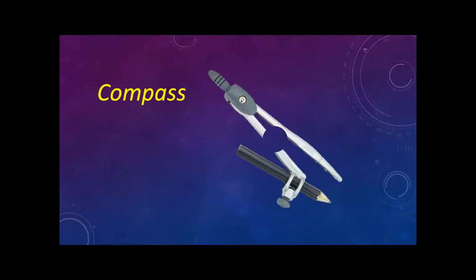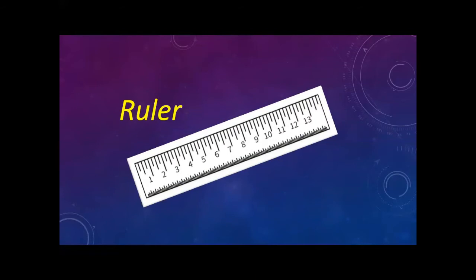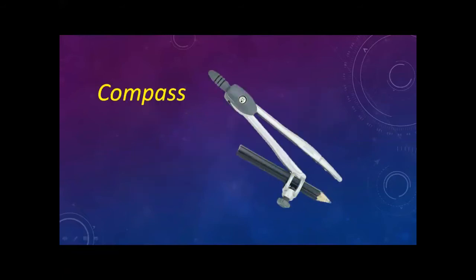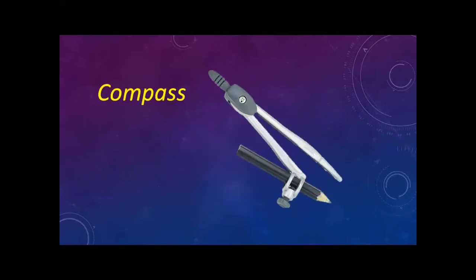The second geometrical instrument, compass. It looks like this. All of you know. And the third one is the ruler, your simple scale for the measurement of the triangle. We use a scale for the measurement of the baseline. We use the compass for making an arc, and we use the protractor for angles. So these are the 3 geometrical instruments.